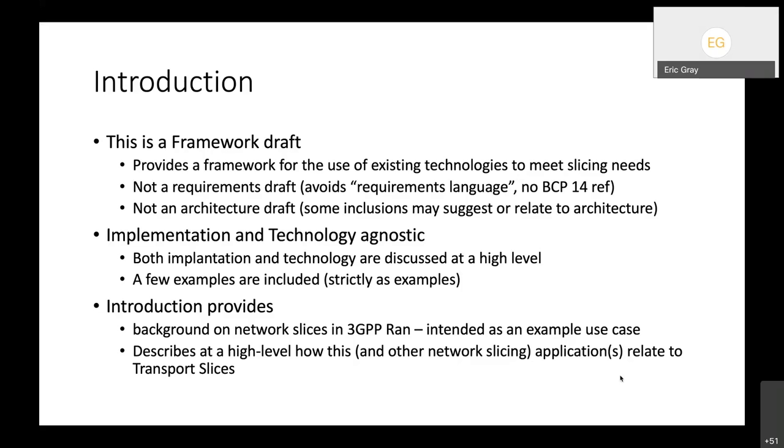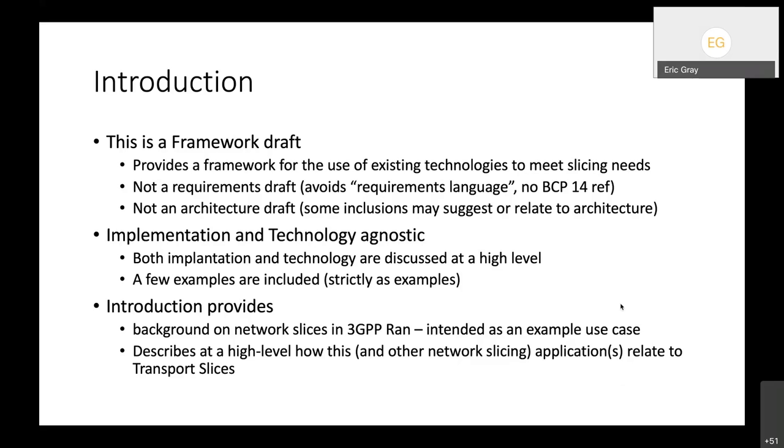We have an interesting spelling correction error here on the second sub-bullet. So this is supposed to be implementation and technology agnostic. It's not supposed to be implantation. And they are talked about at a high level. It's appropriate for a framework draft, and we include examples from technologies.